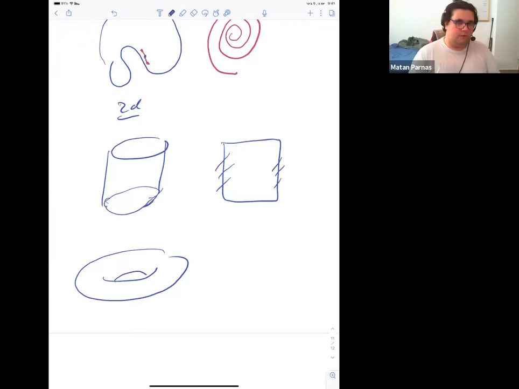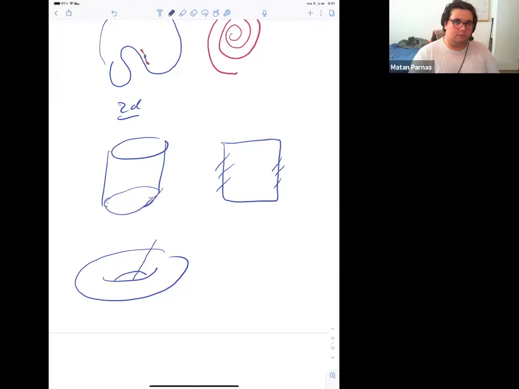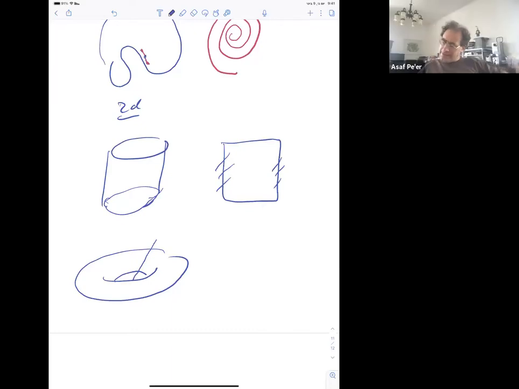I don't think you can make it flat because it has a hole. Really? What if I take scissors and I cut it here? What do I get? Can you repeat what you said? I didn't hear. What if I take a scissors and I cut it? What do I get?